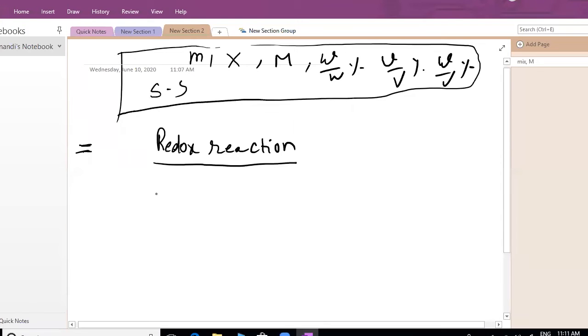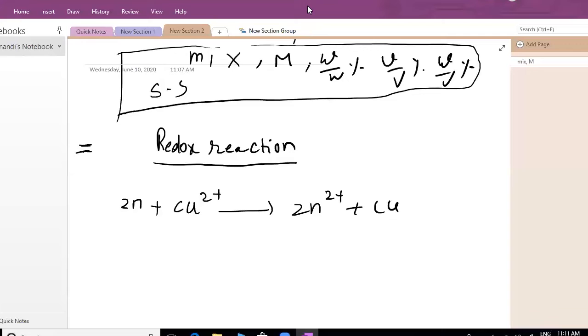Now we can see a classical example. What is oxidation? What is reduction? You can find out: Zn plus Cu2+ gives Zn2+ plus Cu. Which is oxidation, which is reduction, sir? To understand normality, that is the reason we are discussing all these things. Once we complete all these briefly, we'll come back to normality. Are you getting my point?